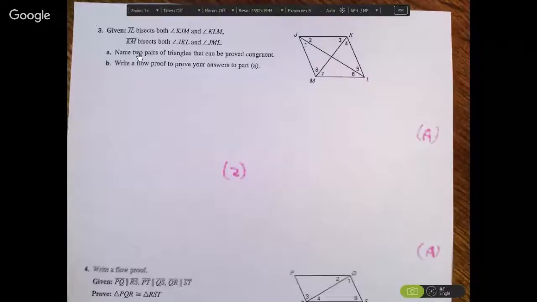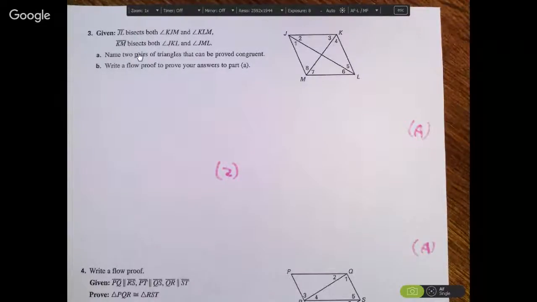Okay. We didn't read the directions. We did not do it. Okay. Say again. Okay.